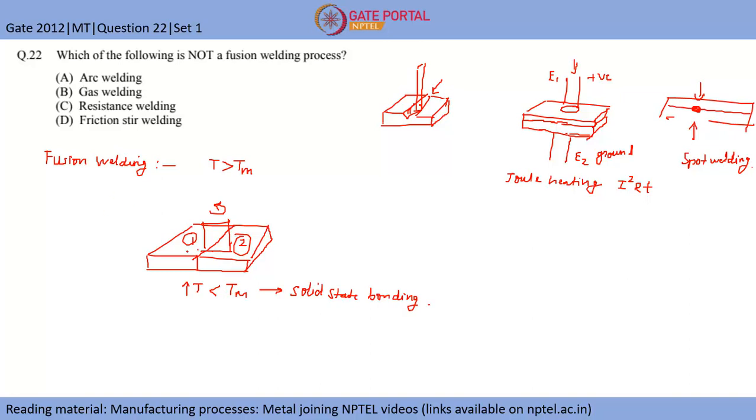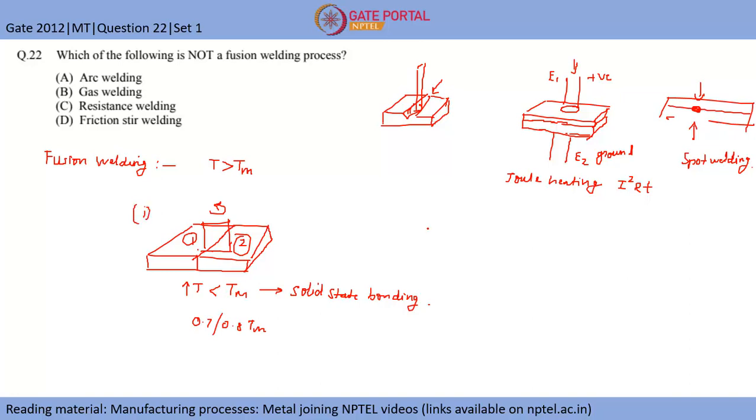This die will be rotated and diffusion will occur across the interface, as the atoms now have enough energy because the temperature is, let's say, 0.7 or 0.8 of the melting point. These atoms have enough energy to move across the interface and bond with each other. Hence bonding will occur, which is solid state bonding, remember. The die will be rotated throughout and will translate along the length, so both sheets 1 and 2 will be completely bonded. This is the first type of friction stir welding.